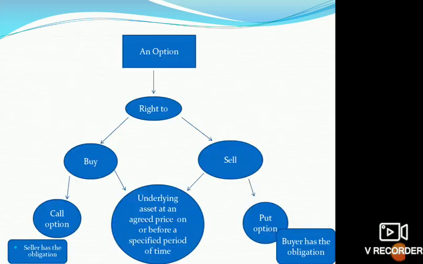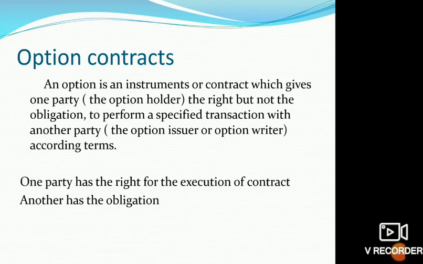So let's understand it very simply. Option means one party has the option to take the decision whether to execute the contract or not. He is going to observe the market and he is going to take the decisions whichever is beneficial for him, and another party has the obligation.